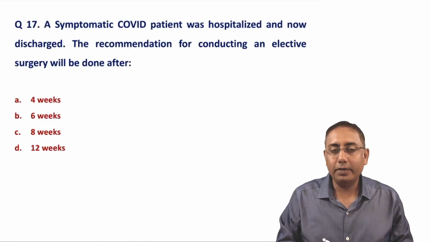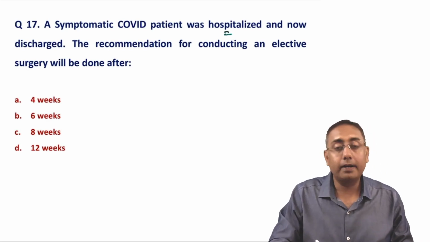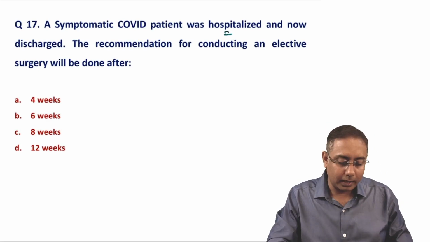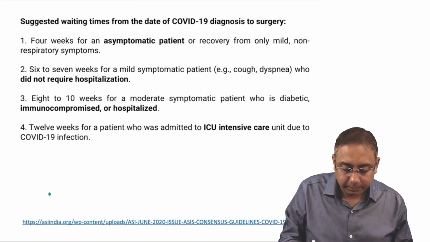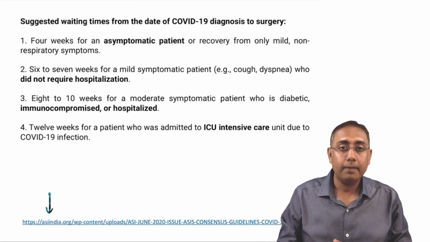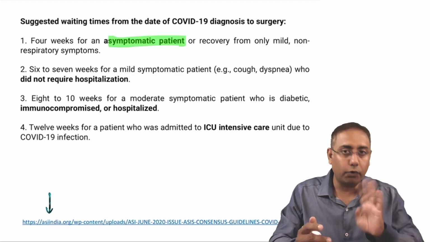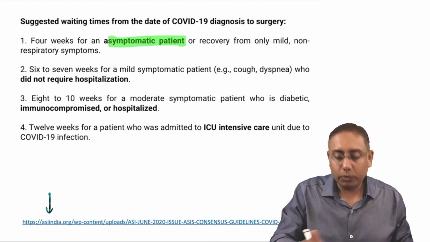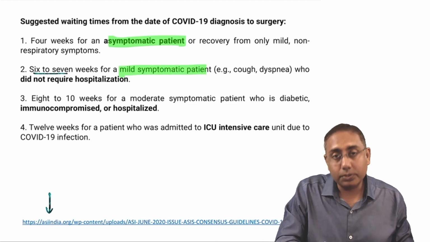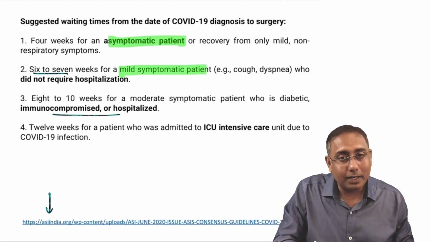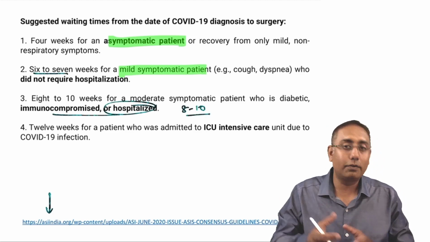Right? Question number 17. A symptomatic COVID patient was hospitalized and now discharged. The recommendation for conducting an elective surgery will be done after. So there are a couple of recommendations by the Association of Surgeons of India, ASI. In all cases of asymptomatic patient, you have to delay the surgery by 4 weeks. In case of the patient who was symptomatic, so mild symptomatic patient, you should delay the surgery by 6 to 7 weeks. In case the patient was hospitalized, that's what the MCQ was, 8 to 10 weeks is the delay that is expected for elective surgeries.